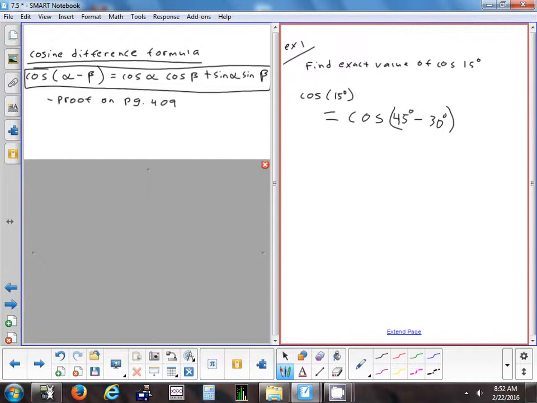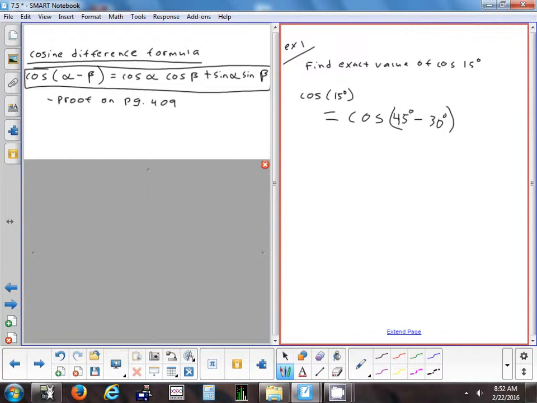And now what I'm going to do is expand it out using the formula. Now, the cosine of 45 and the cosines of 30 and the sines, those we should know. Okay, they have the square roots in them. We've gone through the special right triangles, but if you don't remember, I can give you a hint how we can use the calculator to help us.